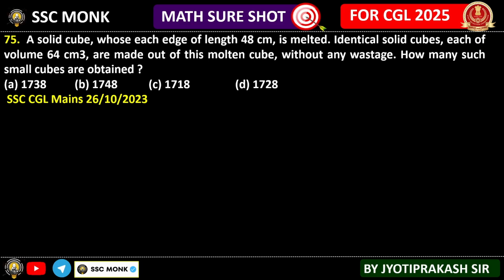A solid cube whose edge is of length 48 centimeter is melted, and identical solid cubes, each of volume 64 centimeter cube, are made out of this molten cube without any wastage. How many such small cubes? See, solid cube is there 48. So that means 48 into 48 into 48.